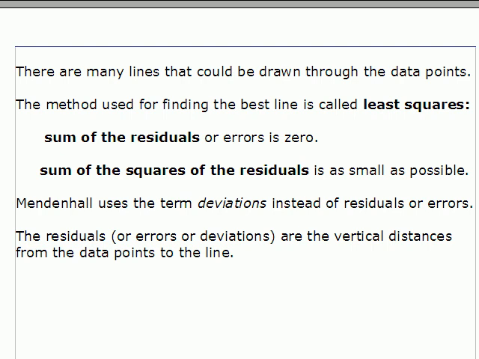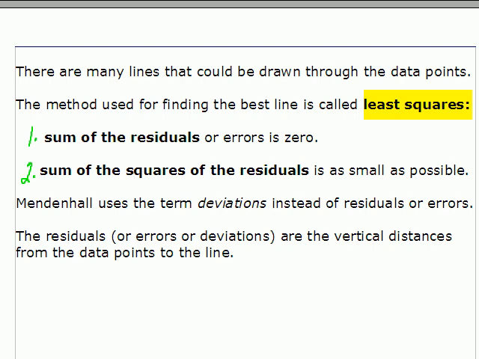Now there are many lines, actually an infinite number of straight lines that could be drawn through the data points. Which one is the best? Now there's a method for finding the best line, and that's called the least squares method. Okay, in this method there are several criteria. Actually there's 4. We're going to be concerned with the first 2 because those allow us to calculate the beta naught and the beta 1 for the line.